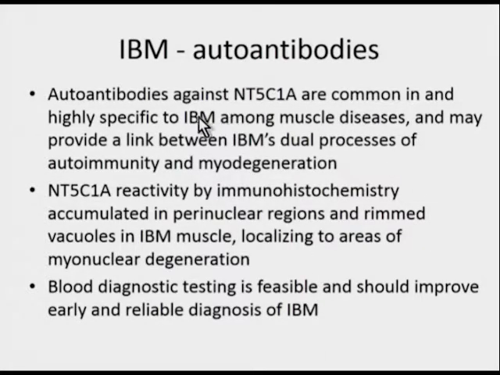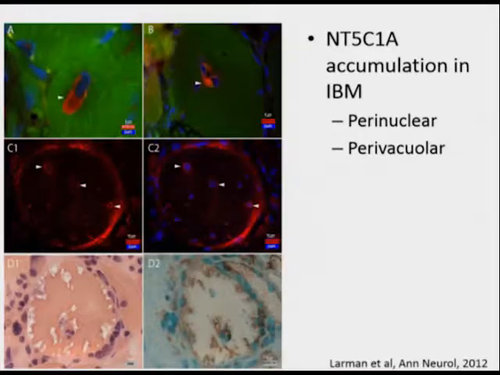These are common and highly specific among muscle diseases and may provide a link between the dual processes of autoimmunity and myodegeneration in IBM. The reactivity by immunohistochemistry can be seen in perinuclear regions and the rimmed vacuoles, localizing to the areas of myonuclear degeneration. Blood testing is feasible and should improve early and reliable diagnosis of IBM, but I'm not sure that this has translated completely into the clinic yet.